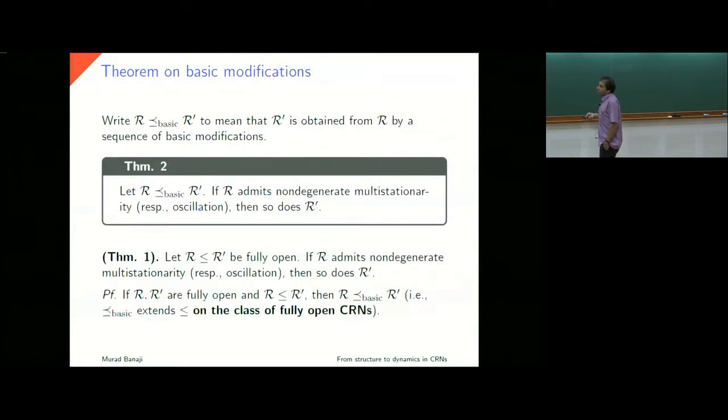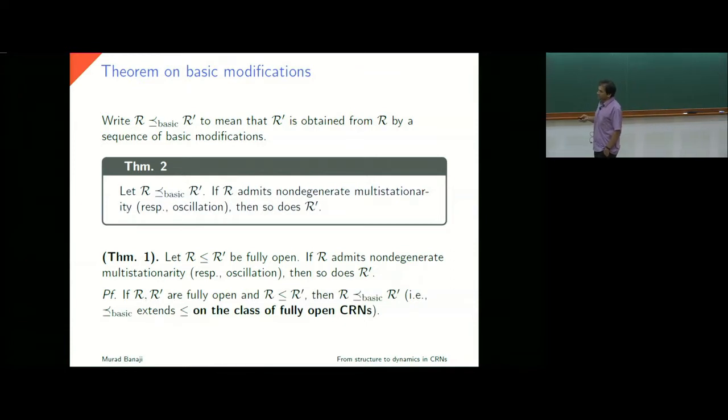So the theorem, again stated in a simpler form, a less complete form than it could be stated in, is if you create a network from a smaller network through a sequence of allowed modifications, then the larger network inherits all the hyperbolic behaviors of the smaller networks. So for example, non-degenerate multistationarity, non-degenerate oscillation, and perhaps anything else.